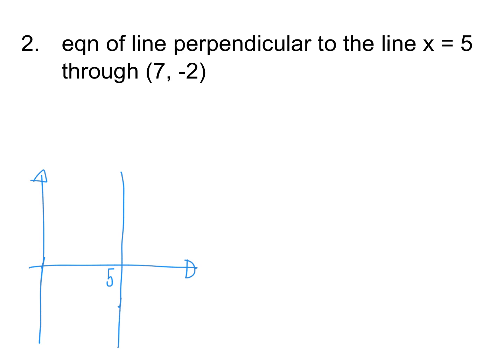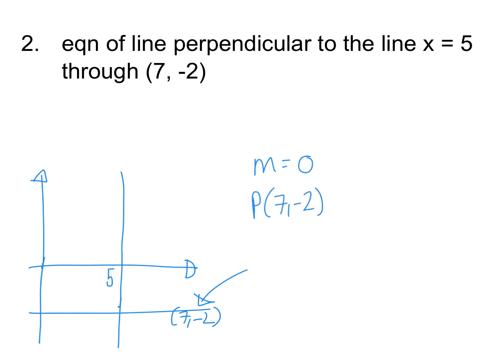Perpendicular to this one. So perpendicular means it's at right angles like this, and it's going through the point 7, -2. So this line that I'm trying to find here is this one. It is horizontal, so my gradient is 0. My point is 7, -2. And in fact, every single point on this line has a y coordinate of -2. So my line is just going to be y equals -2.